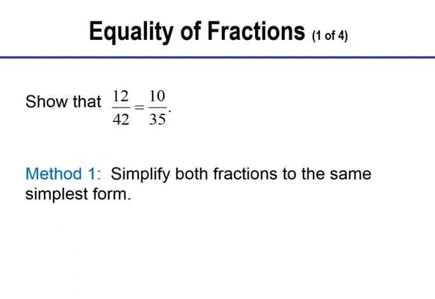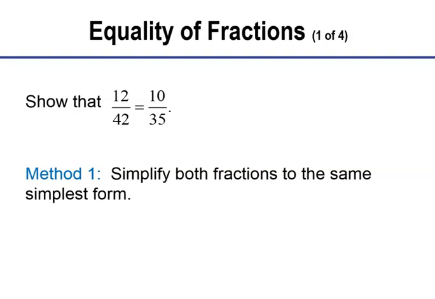How about equality of fractions? We're supposed to show that 12 over 42 is equivalent to 10 over 35. Notice this says method 1. There's more than one way to pull this off. So the first way, and this might be the one that you thought about, is what if we simplify both fractions to the same simplest form? And we could show that these are equal or not. Now, if they're not equal, you might have different denominators and you've got to be able to compare. So finding a common denominator might be very helpful as well.